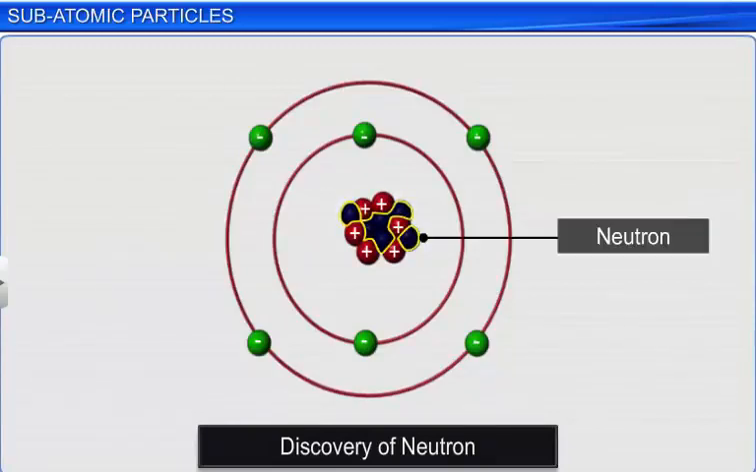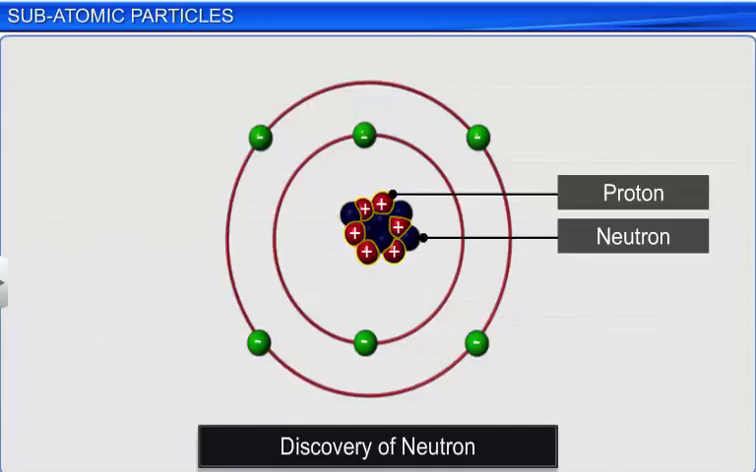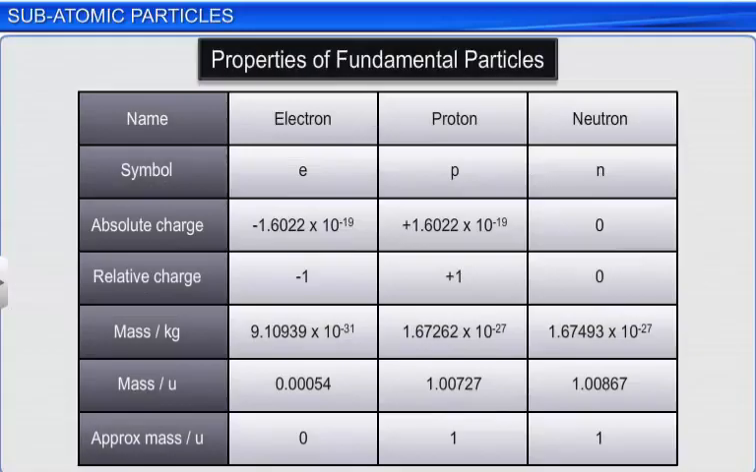After all the subatomic particles were discovered, it was concluded that an atom is made up of protons or positively charged particles, electrons or negatively charged particles, and neutrons that are neutral particles. The table here summarizes the properties of these fundamental particles.